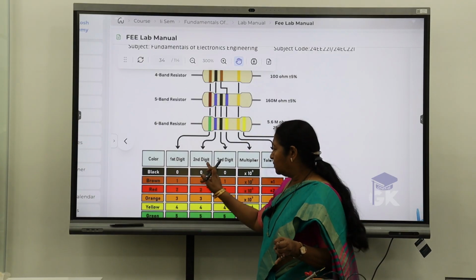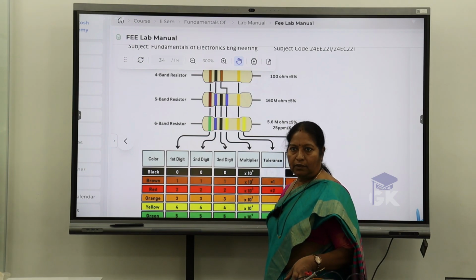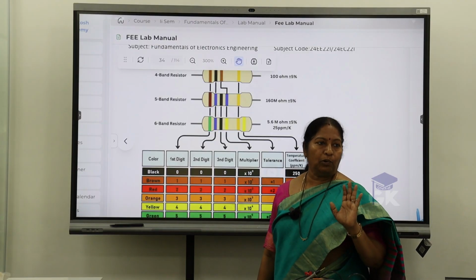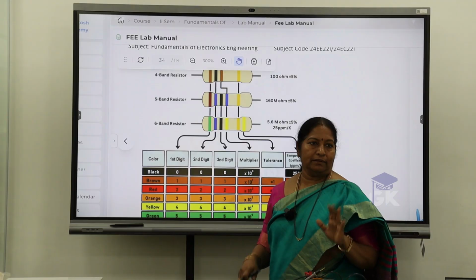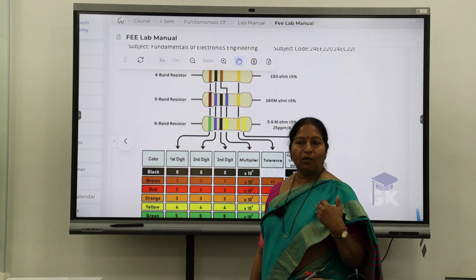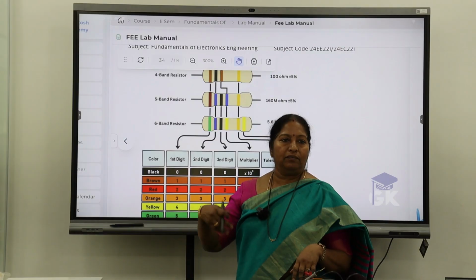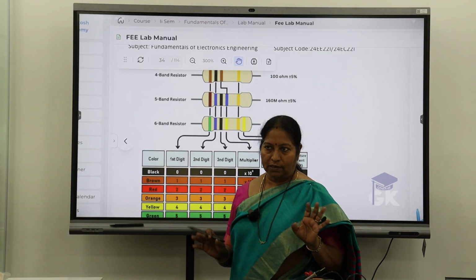According to this, you can write down on the side whatever color codes you can remember. Once you keep on using them, you'll get used to them. If you ask me any color now, I can tell you its value, because we use it frequently. If you use it, you will definitely come to know the values.